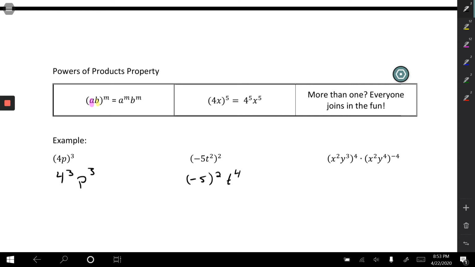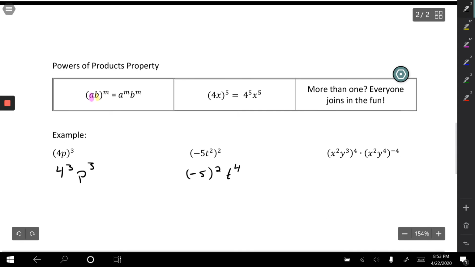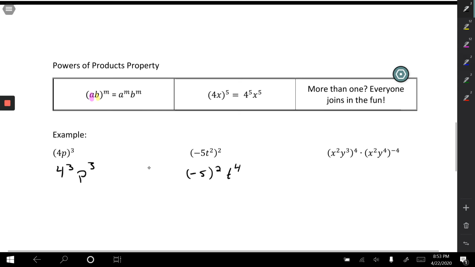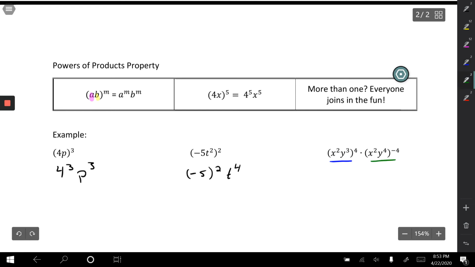All right, and our next example is a little bit longer, but we're going to take it one step at a time. I'm going to work with this first group, and then I'm going to work with the second group one at a time. So for this first one, I see that I have a power on the outside and more than one base, so this power will come into each one. So I will need to multiply this power with that power, right? Exponent to exponent and exponent to exponent. So I will have 2 times 4 is 8, and y to the 3 times 4 is 12. So that's my first expression.